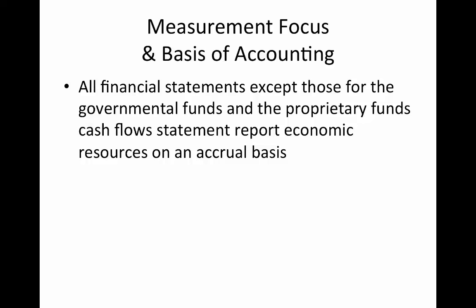If you were looking at a typical city or state or village or county, a general purpose government, as they're referred to, is likely to have 9 financial statements in a typical financial report, and 6 of them use the accrual basis of accounting and economic resources measurement focus. The 3 exceptions are a cash flow statement for the proprietary funds and the 2 governmental funds, which use modified accrual and a current financial resources measurement focus.